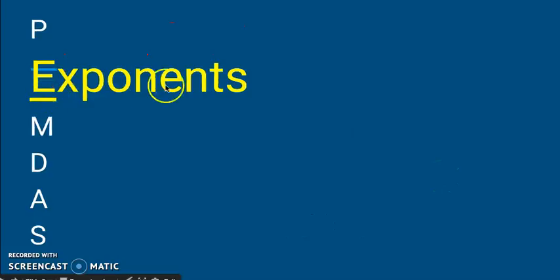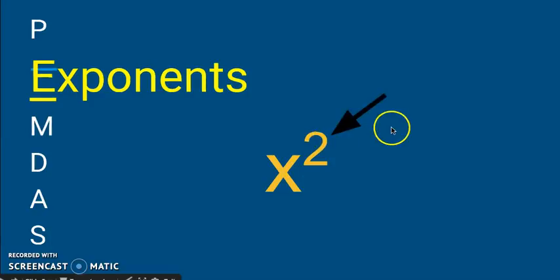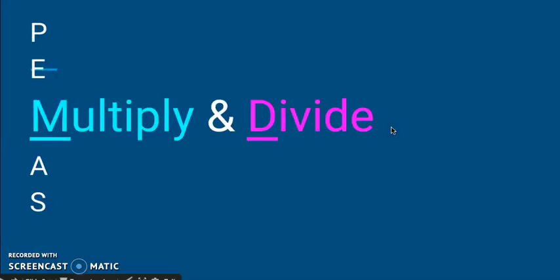E in PEMDAS is for exponents. Exponents. So when we look at this x squared, or x to the second power, the 2 is the exponent.